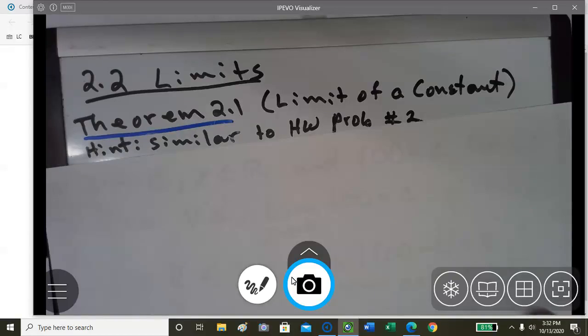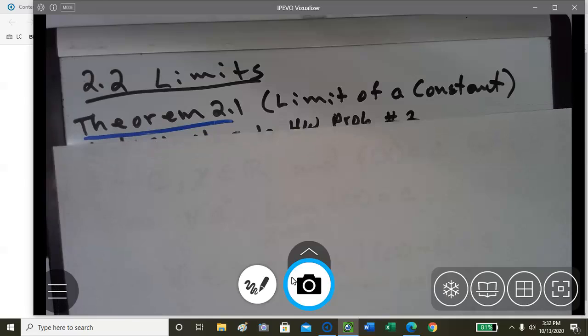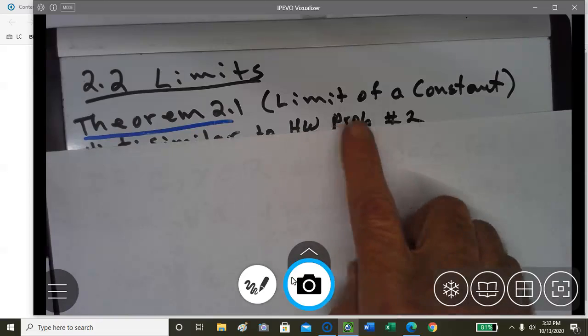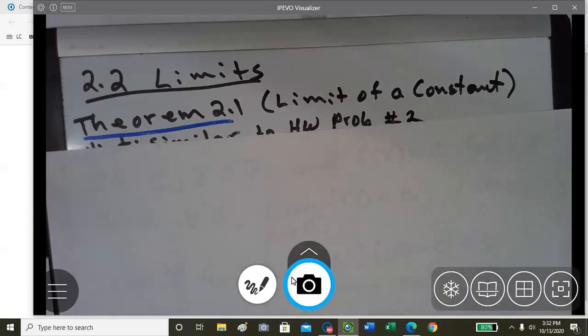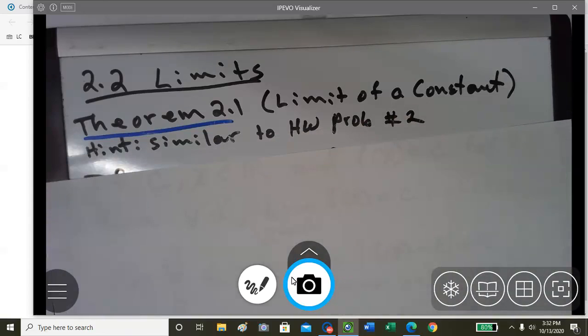limits. And this is what we're working with. We're going to start with theorem 2.1, the limit of a constant. And this problem here is similar to what you're going to do in homework problem number 2.